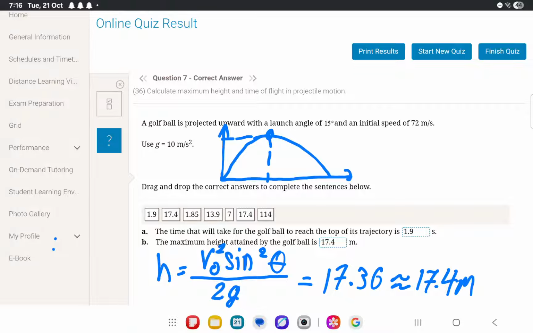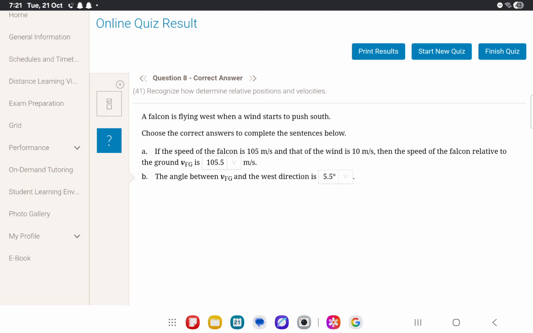So please be mindful. Okay, this is another relative velocity question. It says that the Falcon is flying west. All right, let's draw. Actually, let's not do that. Falcon is flying west, so this is west.